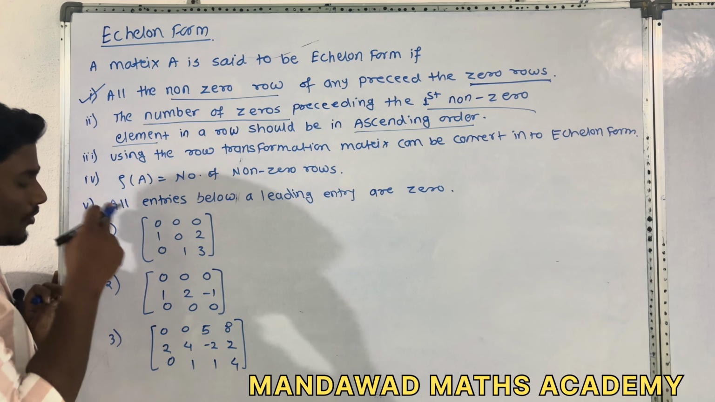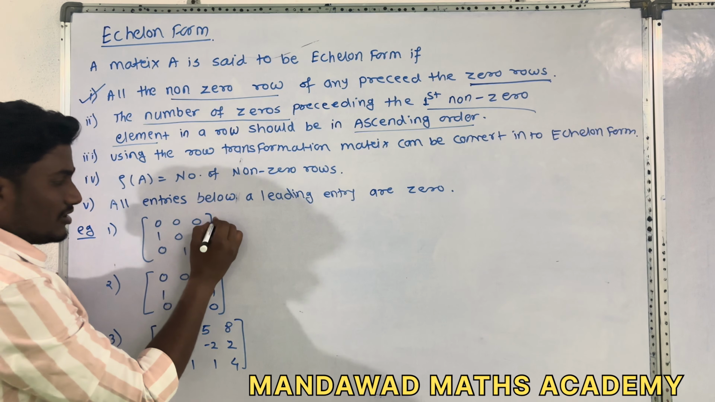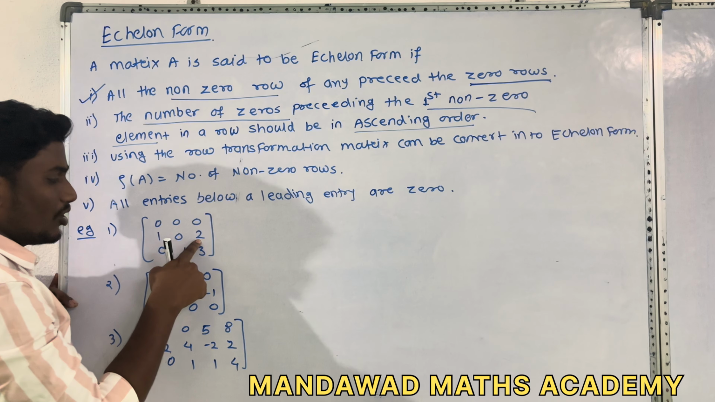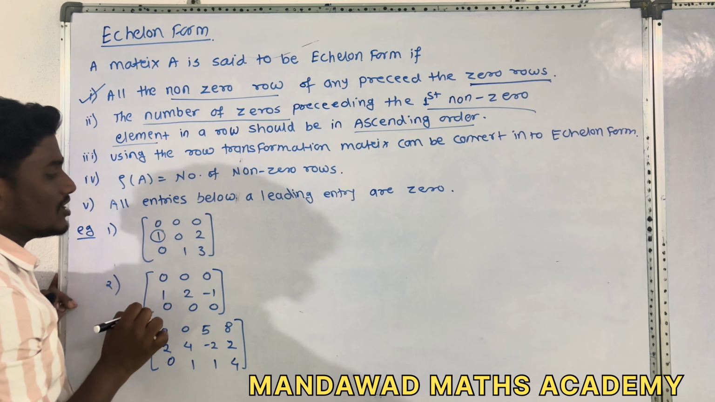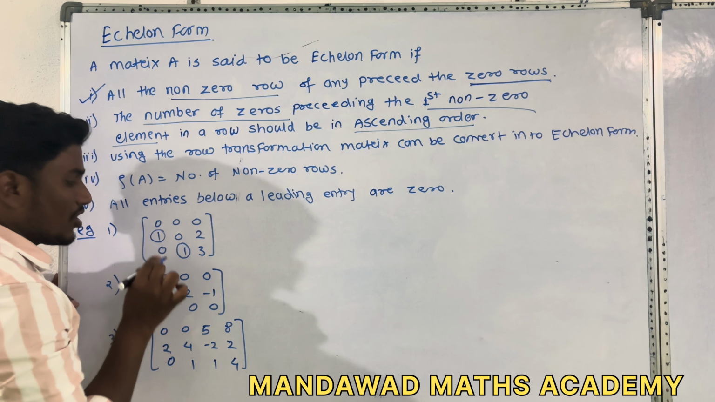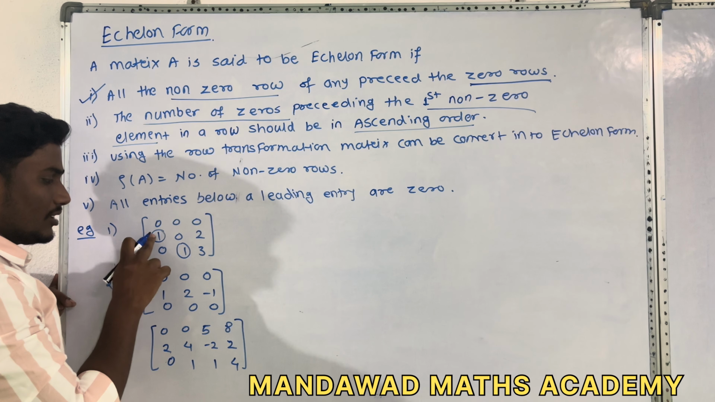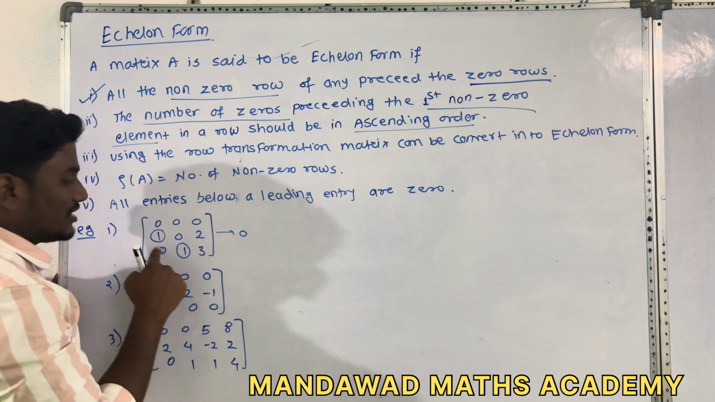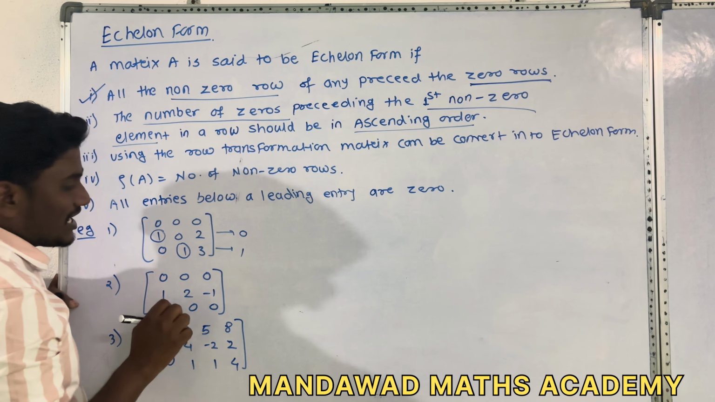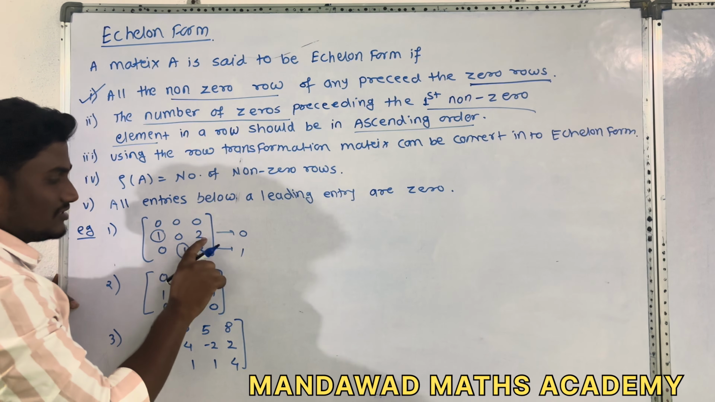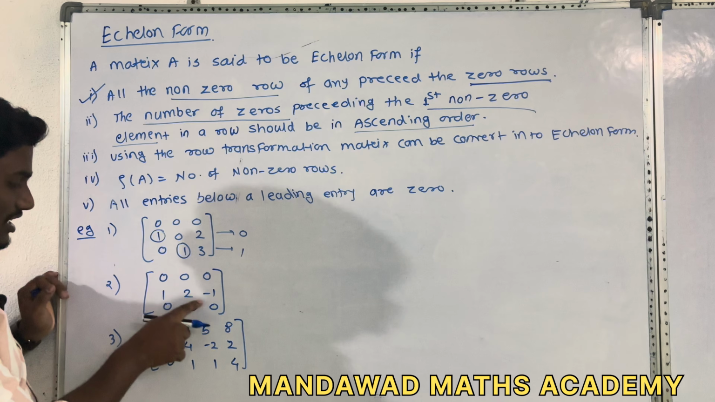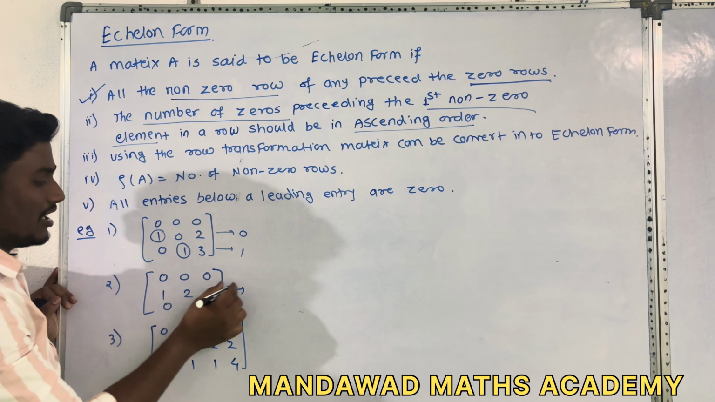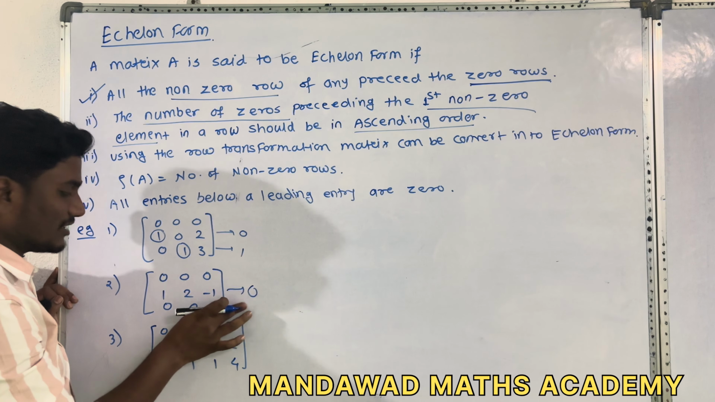What is the first non-zero element here? This is the zero row, no tension. Suppose this is a non-zero row, this is the first non-zero element. How many zeros are before this non-zero element? Zero, there is nothing. Here it is 1. Arranged in ascending order that means 0, 1. This is in the correct order. You can check here: the number of zeros before this leading element is nothing, 0. Here these are the zero rows.